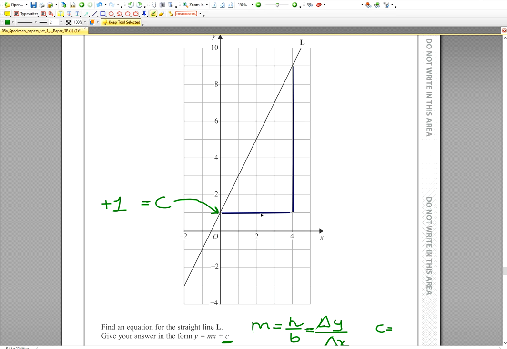It doesn't matter what you do, what do you get on the bottom? I got 2. You got 4 on the bottom. Yeah, 4. And what was the height? From 1 to 9, the height is 8.